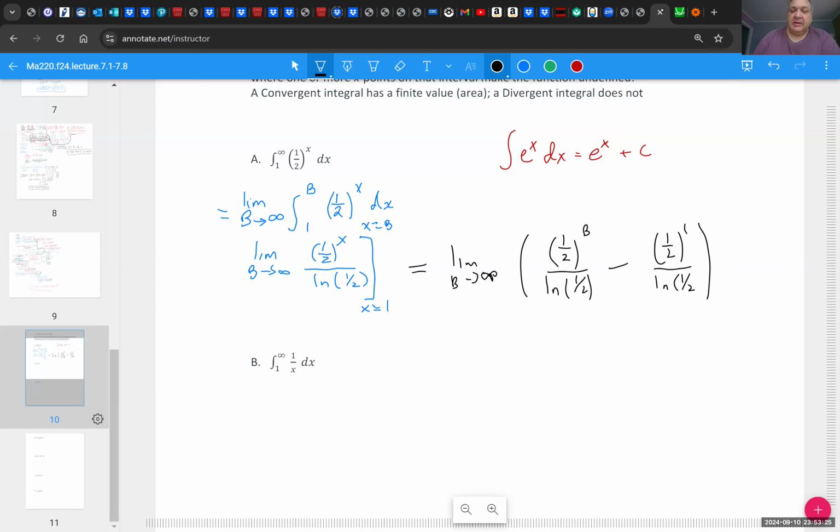So there I've plugged in the top and bottom limits and subtracted. Now I have to take the limit as b approaches infinity, and you have to go back to your calculus 1 class for more practice about limits.